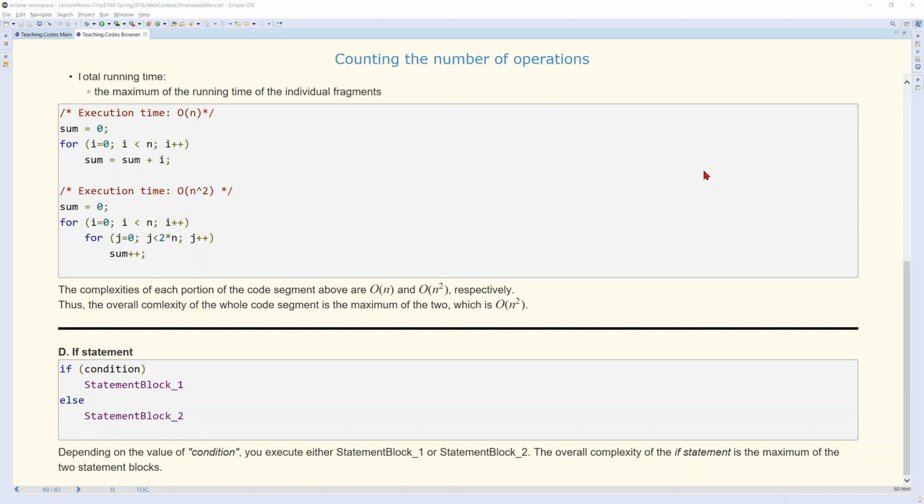If we have conditional statements like the if statement, now we are executing either statement block 1 or statement block 2. When I'm analyzing this code segment, I cannot know whether statement block 1 or statement block 2 will be executed. So the overall complexity of the if statement in this case would be the larger of the two. So again, similar to part C, we are taking the larger one or the maximum of the two statement blocks.